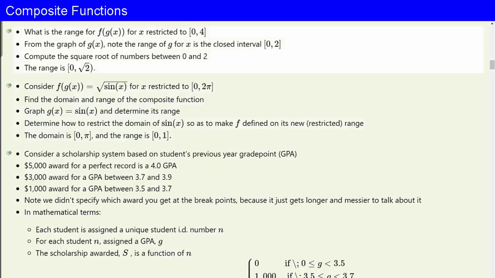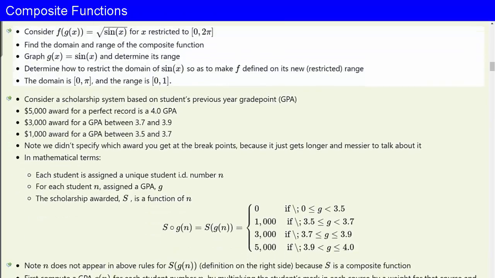Now you should find the domain and range of the composite function f of g of x equal square root of sine x for x restricted to the closed interval 0 to pi. You should graph g of x equals sine x and determine its range, then determine how to restrict the domain of sine x so as to make f defined on that new restricted range. The answers are that the domain is the closed interval [0, pi], and the range is the closed interval [0, 1].